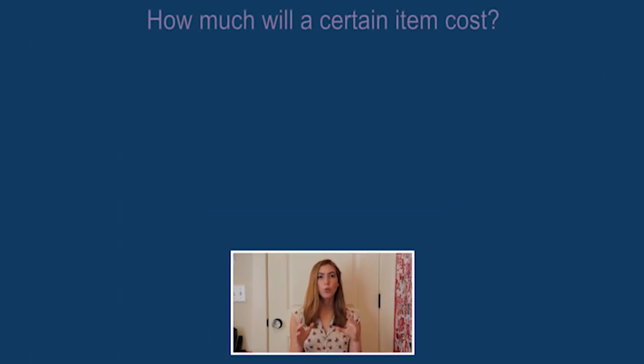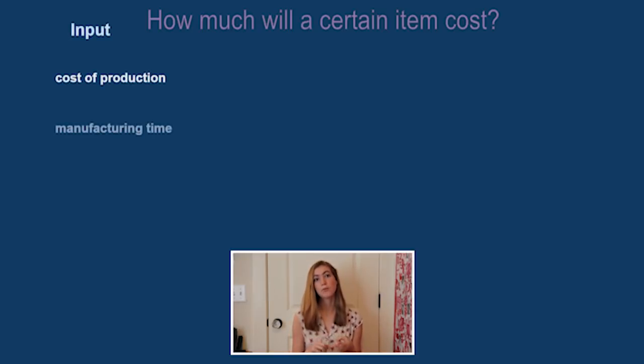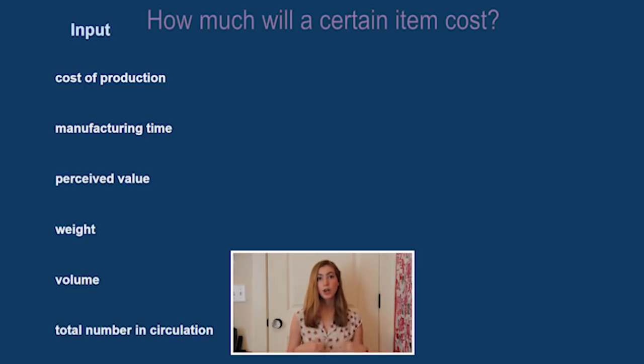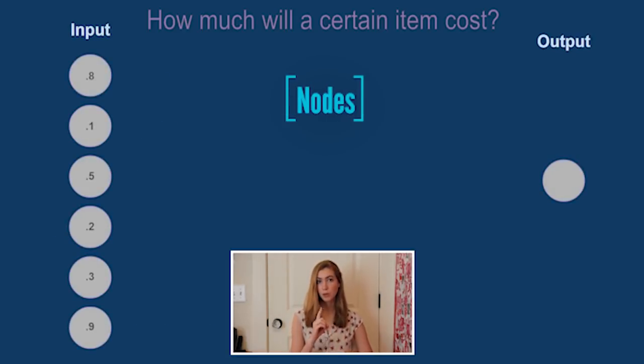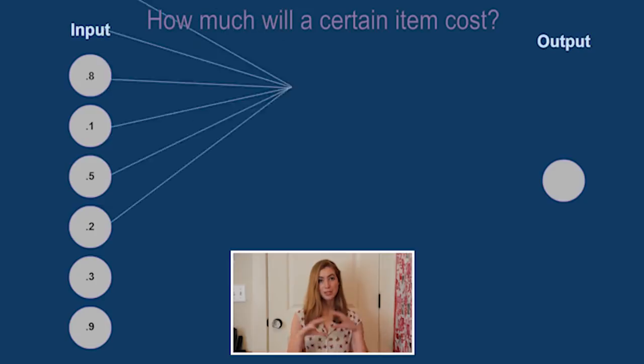To answer this question, we will need to work with multiple variables that will serve as our input. These variables can include cost of production, manufacturing time, perceived value, weight, volume, and total number in circulation. Our expected outcome will be an estimated price. These variables are called nodes, and they simply hold a value between 0 and 1. The number inside the node is called its activation.